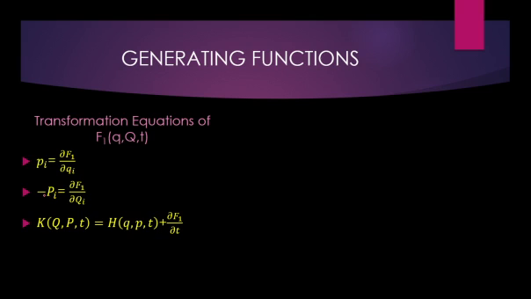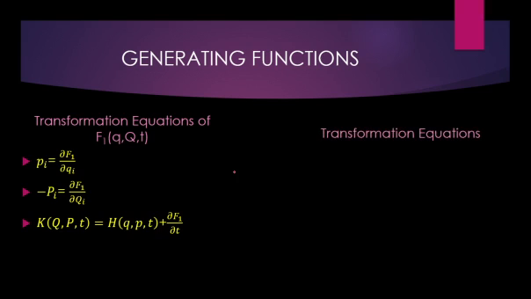Similarly here, capital Q is already present, so we need to find out P. P is equal to dou F1 by dou Qi, and a negative sign is also there. And K is equal to h plus dou F1 by dou t. That would be the same for all the generating functions.